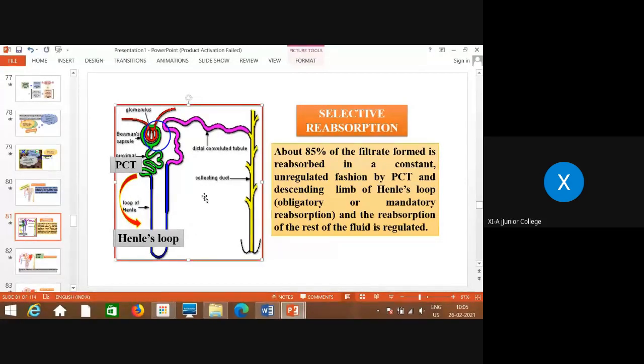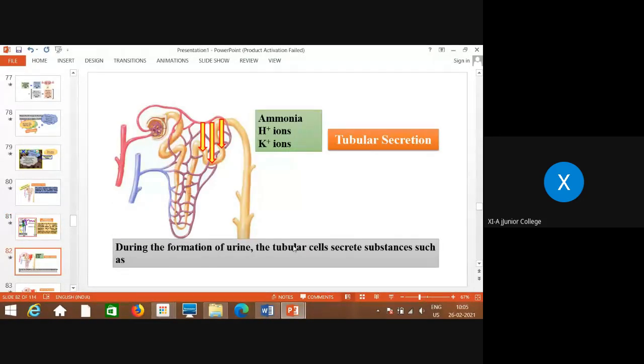The next part of the formation of urine is tubular secretion. The third step in the formation of urine is tubular secretion, and during this process, tubular cells secrete substances like ammonia, hydrogen ions, potassium ions in this region, which is shown by these yellow arrows. These yellow arrows mark the part of the DCT. Try to understand, this is a part of the DCT, that means the distal convoluted tubule.